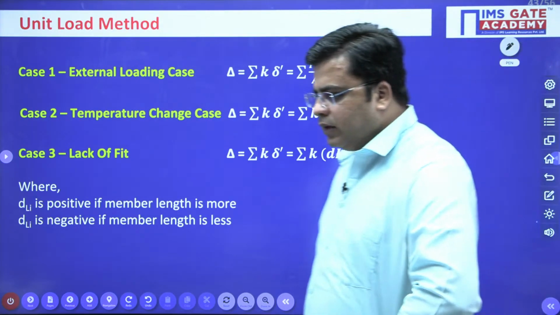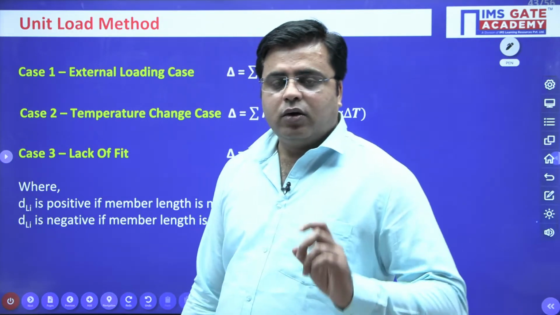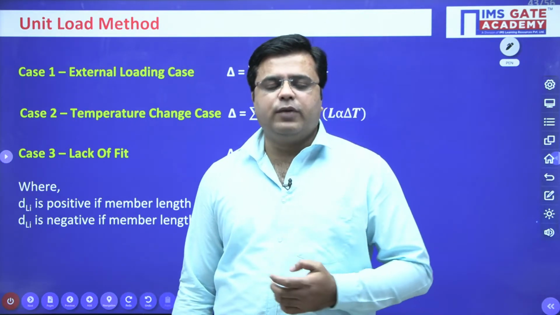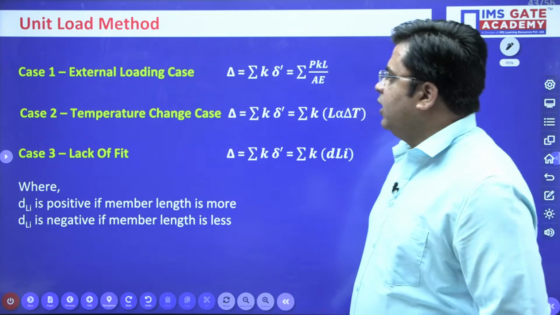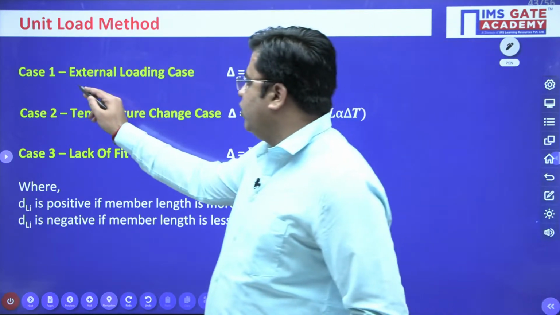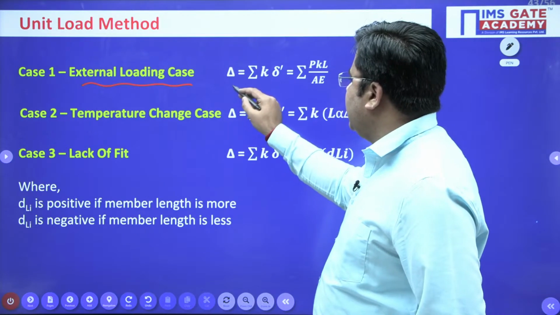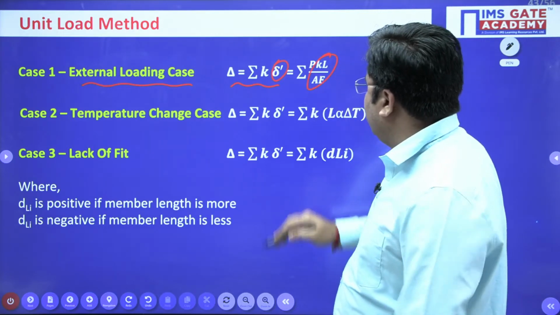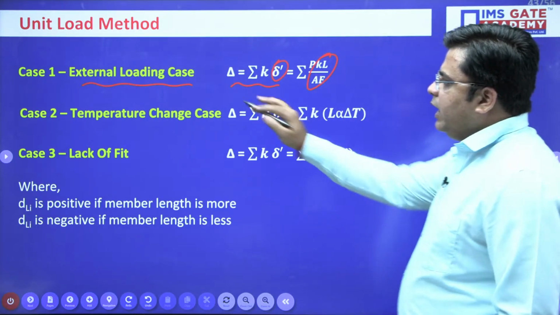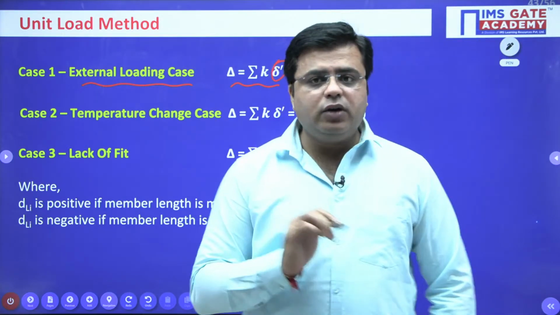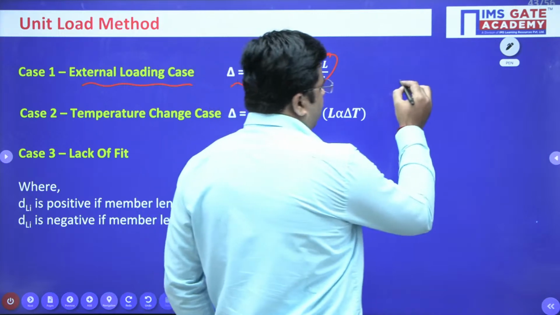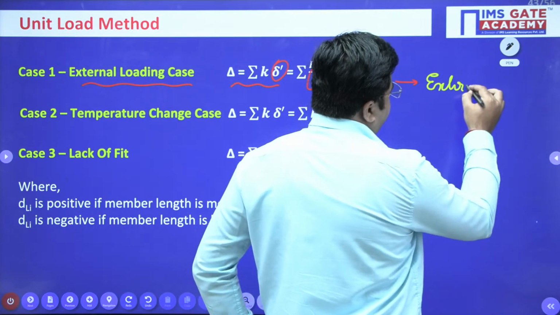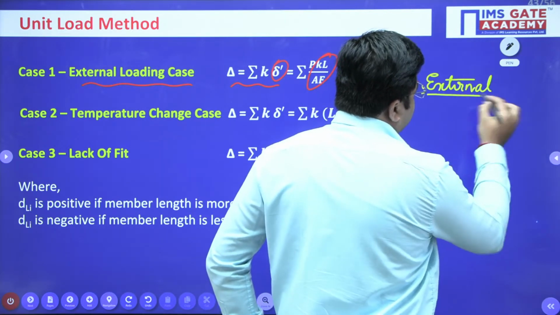Moving on with this, when we talk about calculating the deformation for a truss or a plane frame, we have the unit load method, in which the first case is if external loading is present, then the deformation delta is the summation of k into delta dash. This delta dash is KL upon AE. So for the external loading case, first you need to consider and analyze the structure due to external load, right.